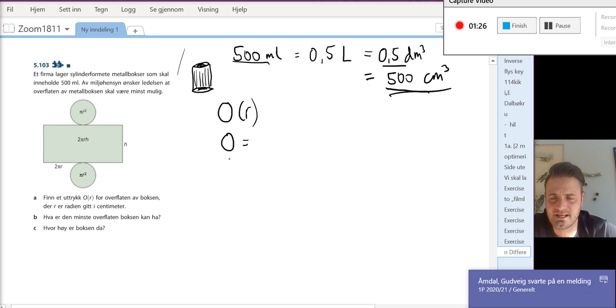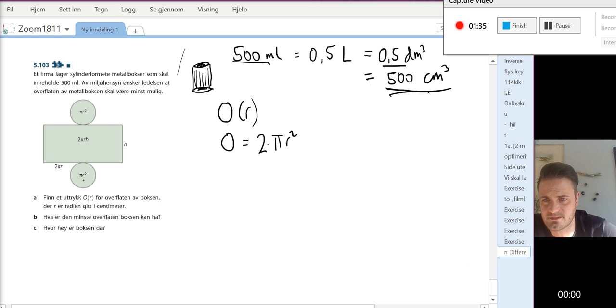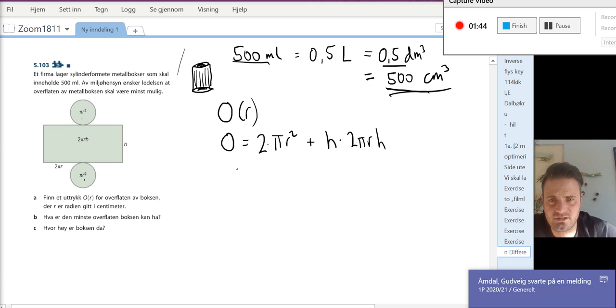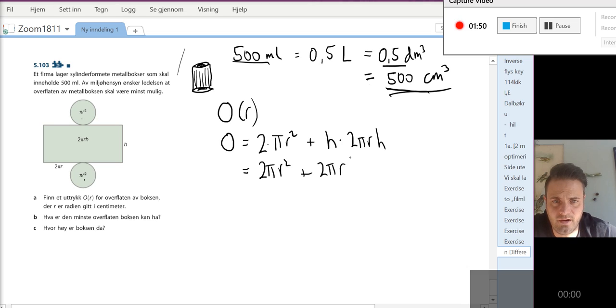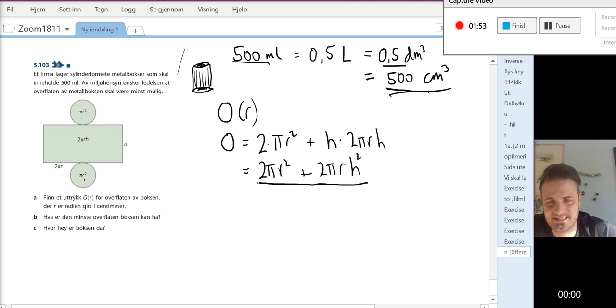But this area overflate here will be the two circles here. So pi times R squared is a circle, but I have two of them. And then plus the area of this rectangle, which is height times 2 pi R. So this means that we get 2 pi R squared plus 2 pi R H. This is the surface of this metal thing here. But it should be a function of R, and now we have this H, which is ruining everything. So we have to get rid of this H somehow.